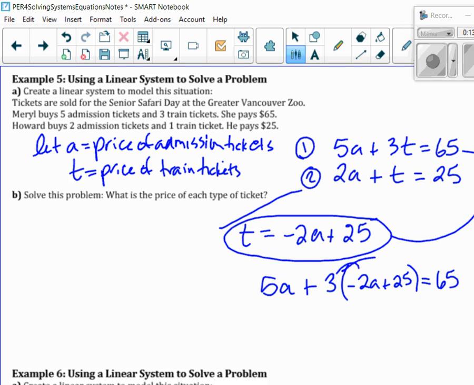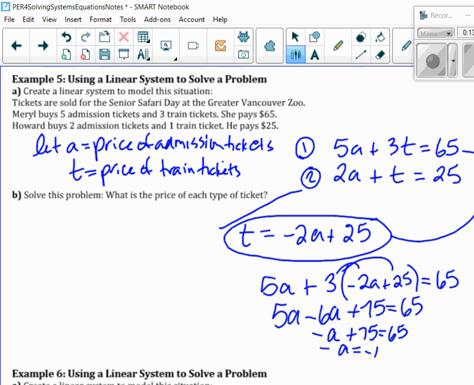So multiply it in. I get 5a minus 6a plus 75 equals 65. So minus a plus 75 equals 65. So minus a equals minus 10. So a equals 10. So now what do I do with a equals 10? Sub it into that one there. So then t is going to be -2 times 10 plus 25. So -20 plus 25 is 5.